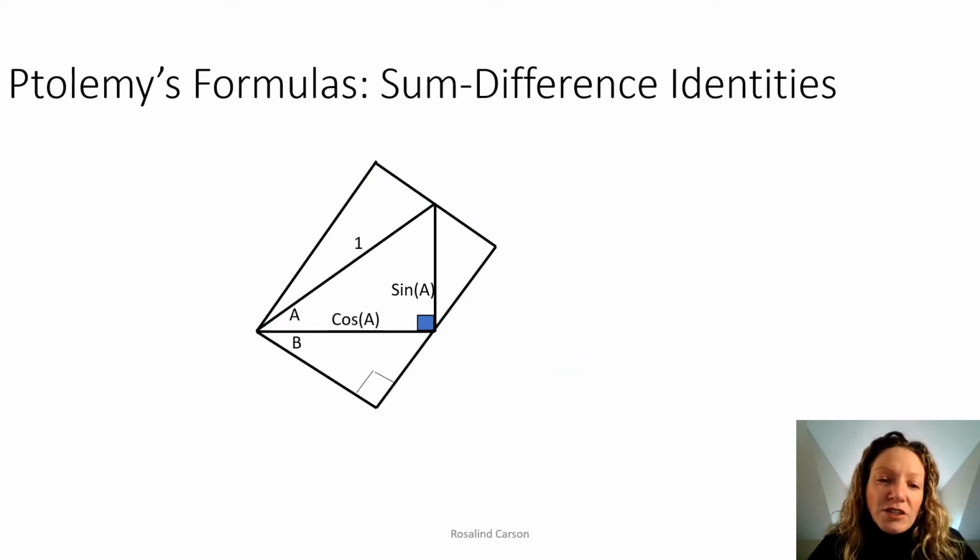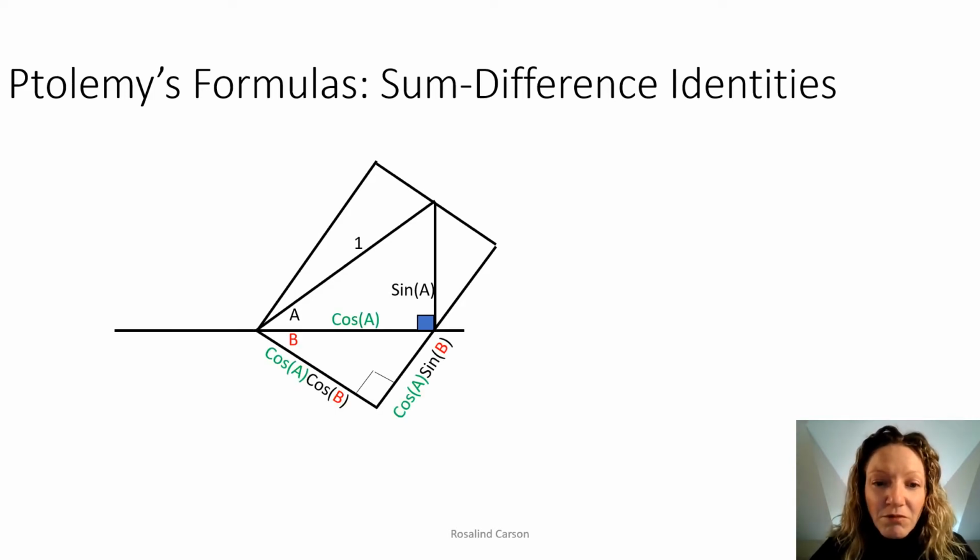Okay, so now we want to start labeling some of the sides in the rectangle. Well, in that bottom right triangle, we know the hypotenuse is cosine A. There's an angle B, so we can label the adjacent side to angle B. Remember, adjacent is hypotenuse times cosine B.